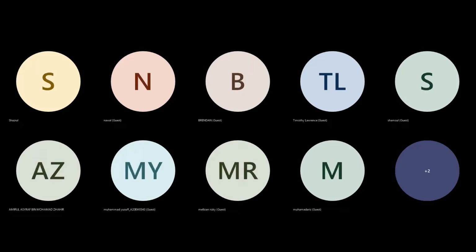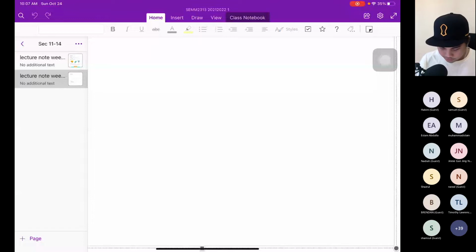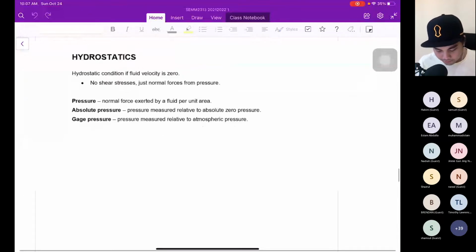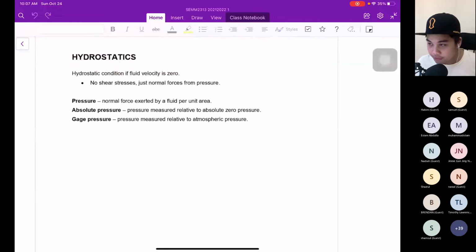So in the last class we learned about the vapor pressure. In today's class, we are going to cover hydrostatics. So what is basically hydrostatic? As you can see from the name itself, hydro. What is hydro? Hydro is water, right? Static means it is not moving. So the combination of water plus not moving, we call a hydrostatic.